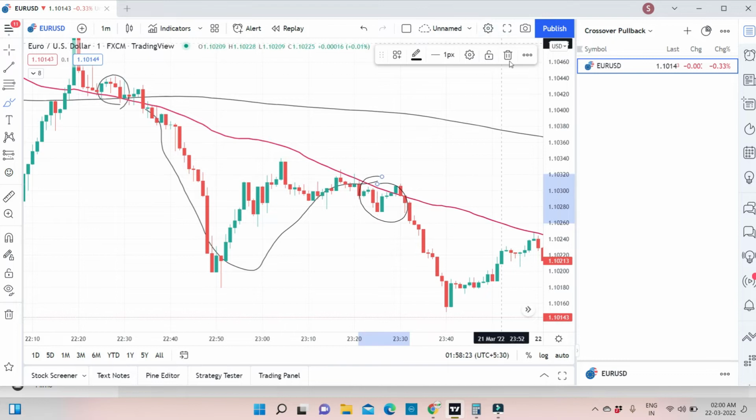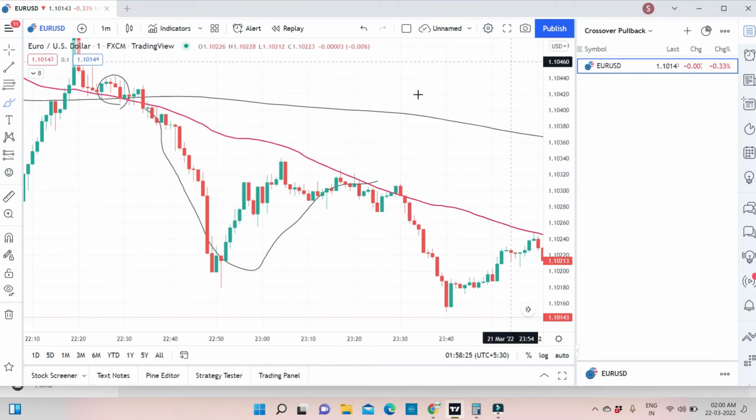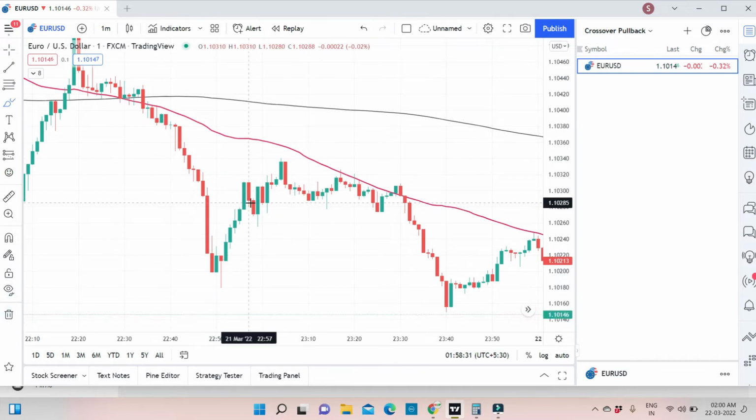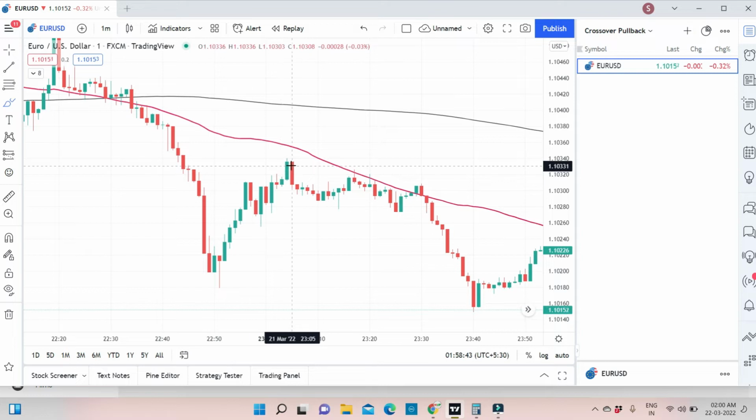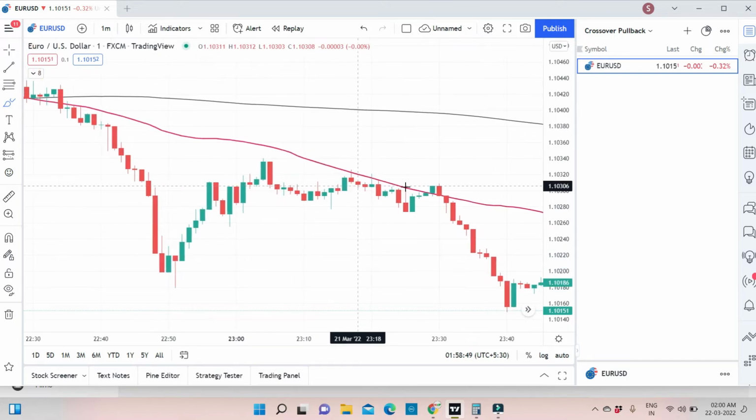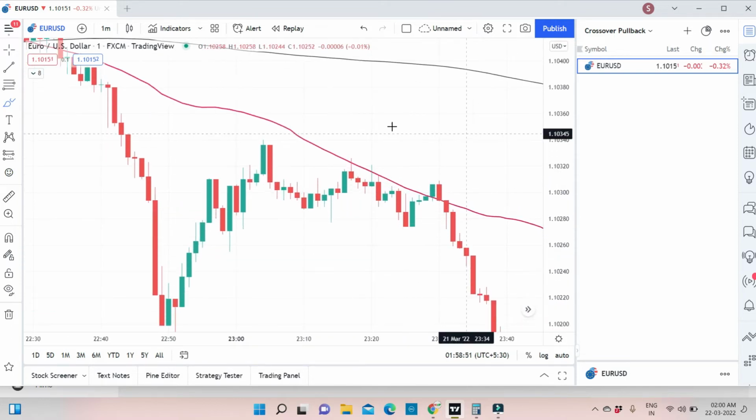Now on which candle exactly are we taking a trade? We are taking a trade on the candle which is touching the 50 moving average. Let's say the crossing happened over here. It gave a pullback over here. But we're not going to take an entry unless and until it touches the 50 moving average. So if you see here, it has touched the 50 moving average line.